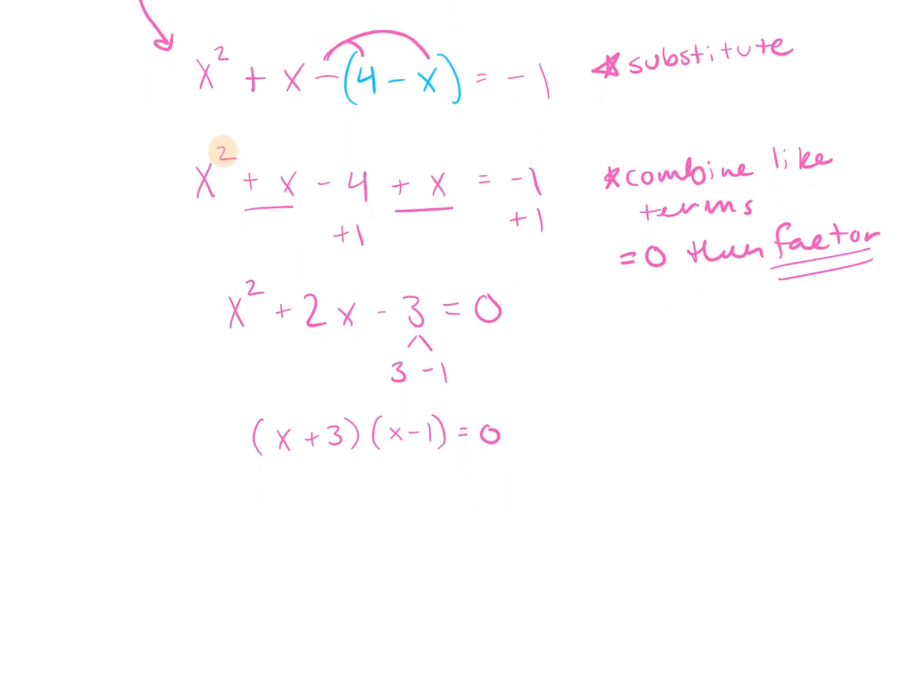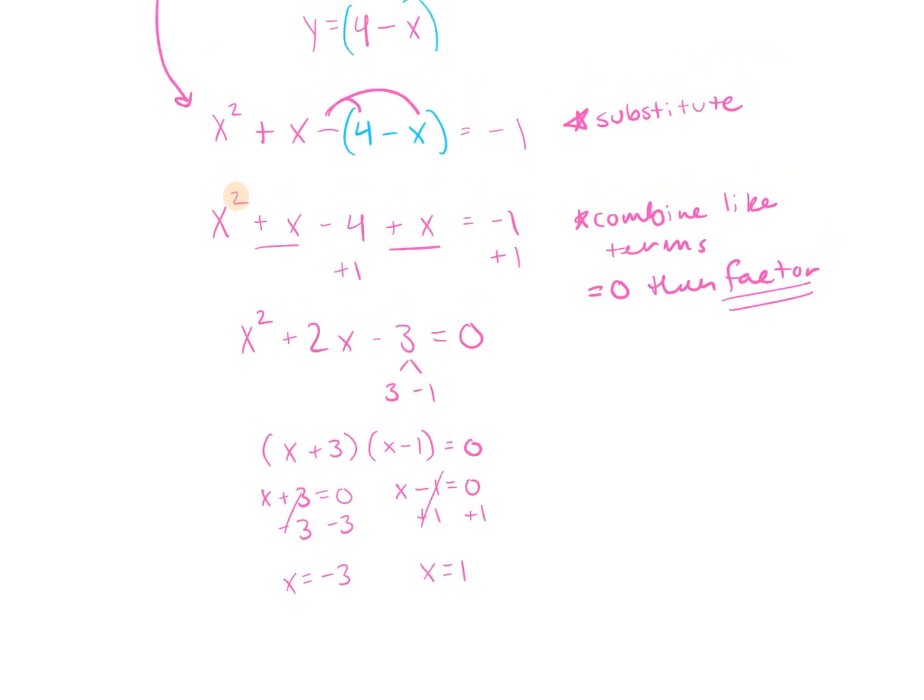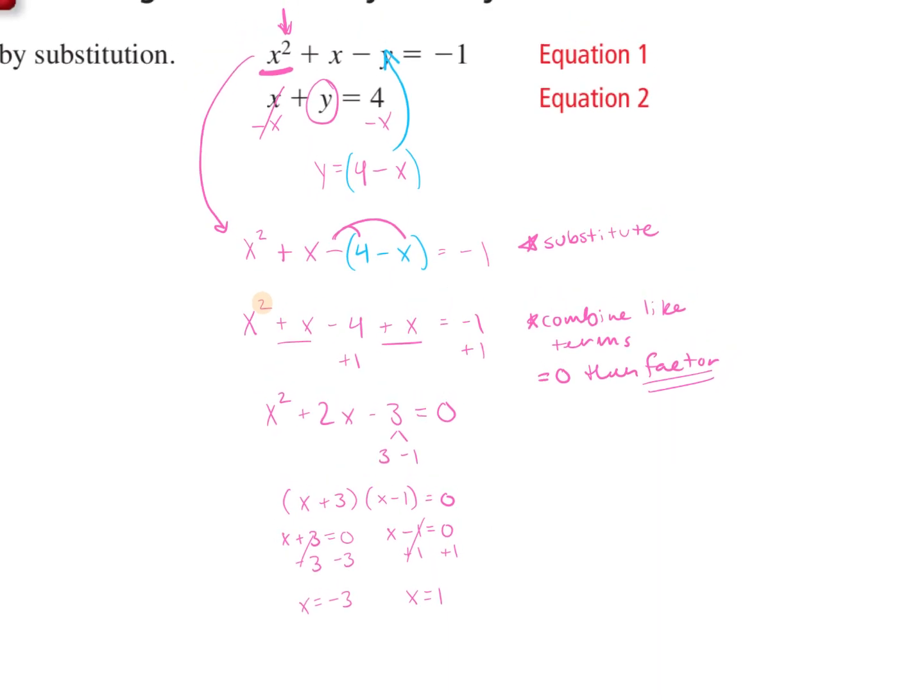We're trying to solve, so not just factor it. We need to solve it all the way through. So I'm going to set both of these little equations equal to 0. X plus 3 equals 0. X minus 1 equals 0. Subtract 3 on both sides, so x is equal to negative 3. Add 1 to both sides, so x is equal to 1. So these are my two solutions, but these are just x.